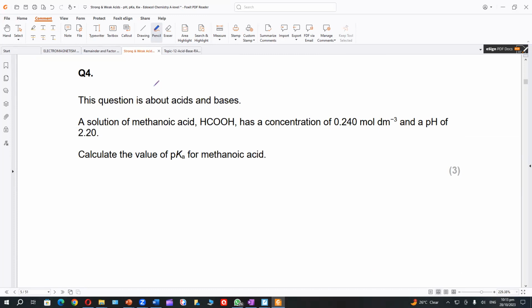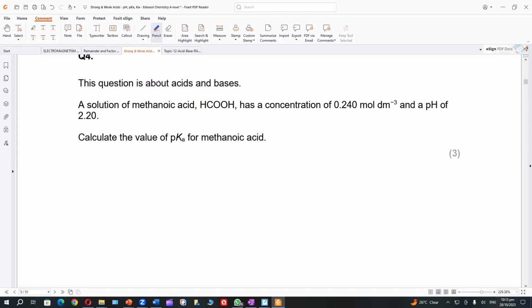Now look at this. This question is about acid and bases. The solution of methanoic acid has a concentration 0.240 mole per dm cube and a pH of 2.20. Calculate the value of pKa for methanoic acid. And it's a 3-mark question. So first, should we write down the ionization of this compound? Right. Let us ionize it. Acids release H plus. So I have done that.